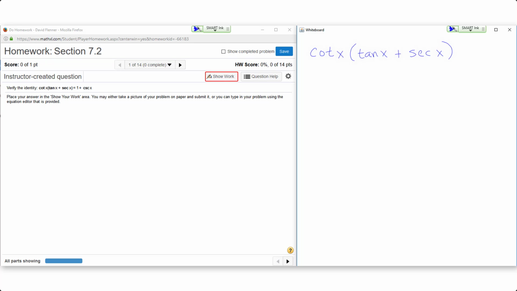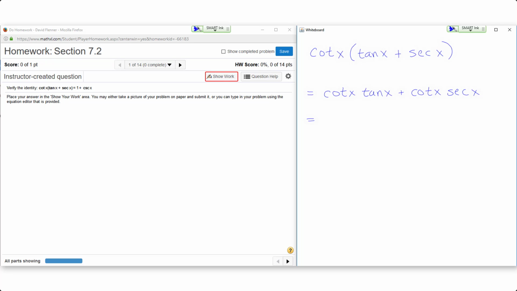My expectation is that you would work this out on paper first and then go to input your answers later. That way it's easier, because it's simpler to erase than to type over. What I'm going to try is first distributing the cotangent x. So I would have cotangent x times tangent x plus cotangent x times secant x.